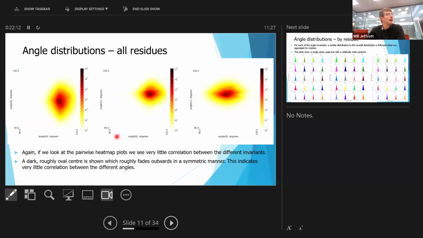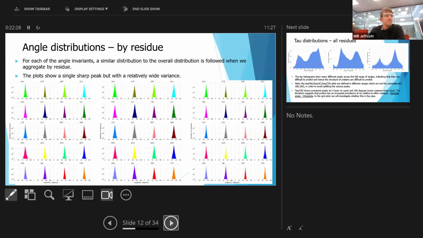And again, we can look at these heat map plots and see very little correlation between the individual angles, because they're quite circular and they've just got these dark centers as we had before. And then going on to look at the angle distributions by residue, there's nothing too remarkable here really. For all of the angles, for all of the individual residues, the distribution looks roughly the same. It's just a single spiked peak at the same mean in all cases.